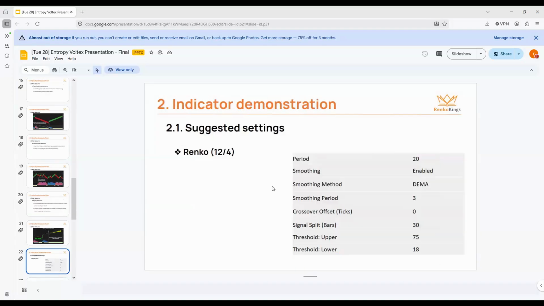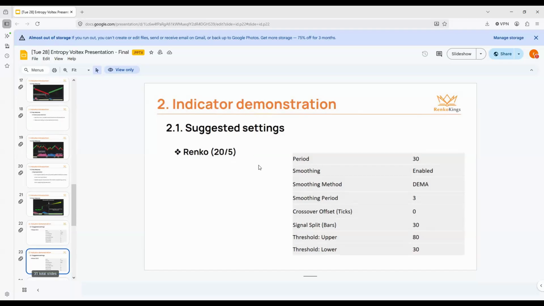Settings for different brick sizes. At least from my experience, 12-4 for the NASDAQ is a bit too small, unless it's really range bound, a really, really small range, then maybe. But overall, 12-4 is just too small for the NASDAQ. Perhaps for S&P, it could even be smaller and be okay.